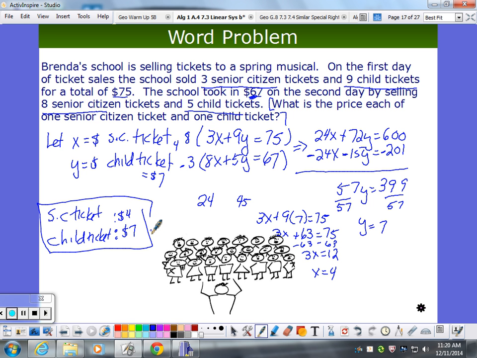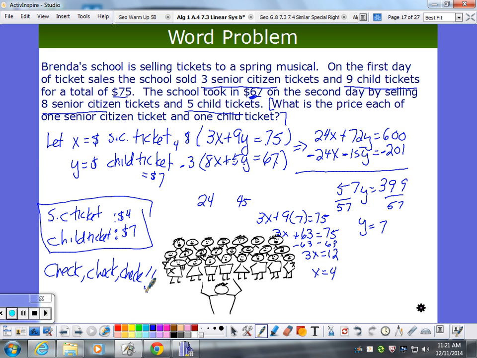I don't know. So, check it. Plug them back in. It's 3 times 4 plus 9 times 7. Do you get 75? Just run that through your calculator. Does it work? You running it through? Yep. That was easy. And then you take 8 times 4 plus 5 times 7, so you get 67. Run it through and check it. Check. And then you know I got it right.